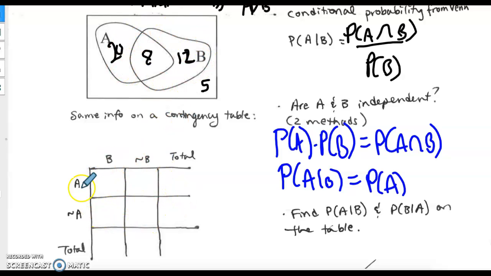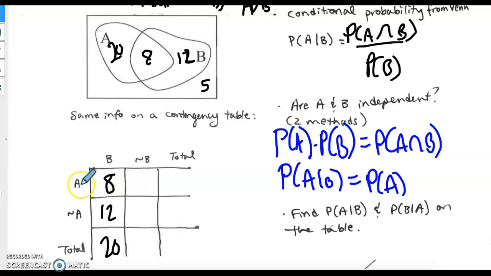So this box is A and B. It's both things happening. That's what's inside there. That's 8. This box is things that are in B but not in A. And so if I'm in B but not in A, it's that 12 right there. And notice that B then has a total of 20. And if I look up here, my B circle has a total of 20.